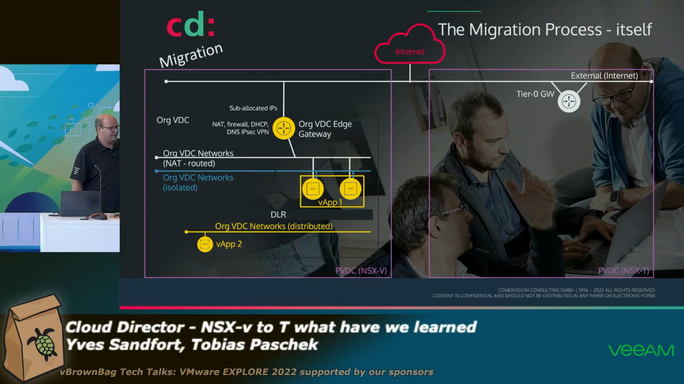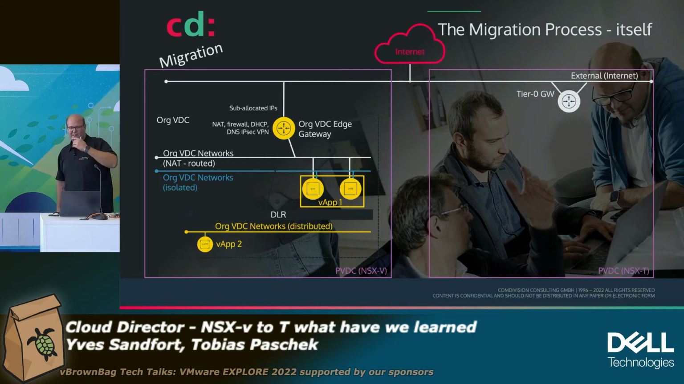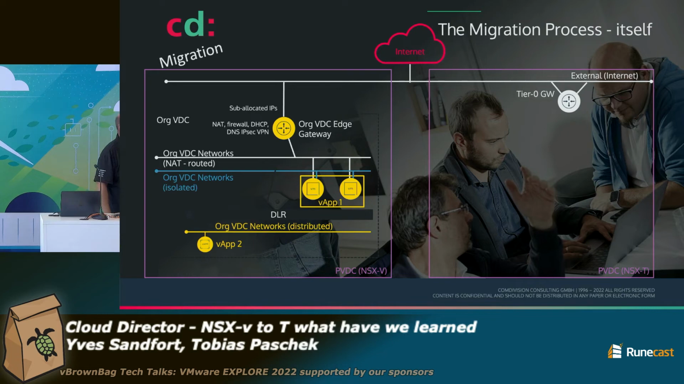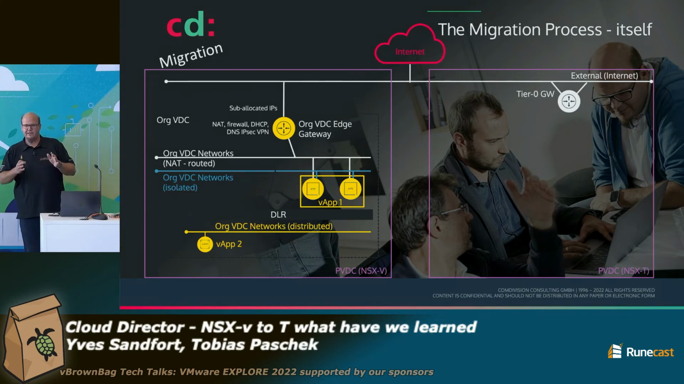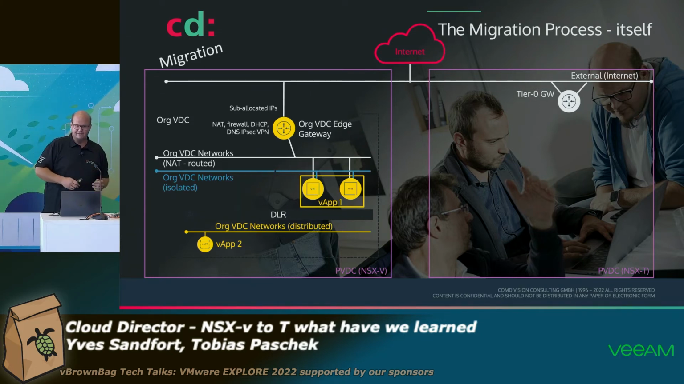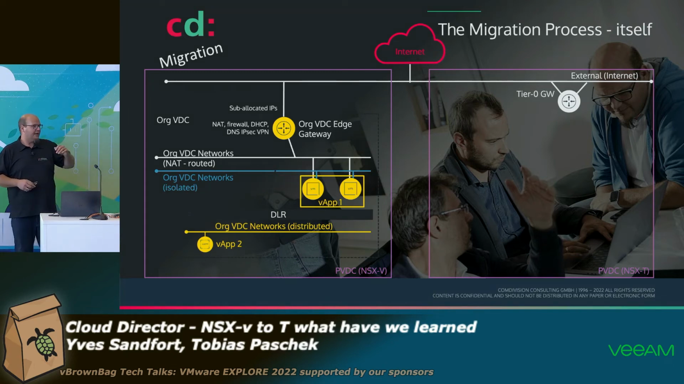On the other hand, what needs to be prepared up front is that we have created a new PVDC backed by NSX-T. We have deployed our Tier 0 gateway. Our Tier 0 gateway is connected to our external network. This needs to be already done up front. This will not be done by the migration tool. This needs to be done by us as a service provider. Otherwise, we cannot migrate.